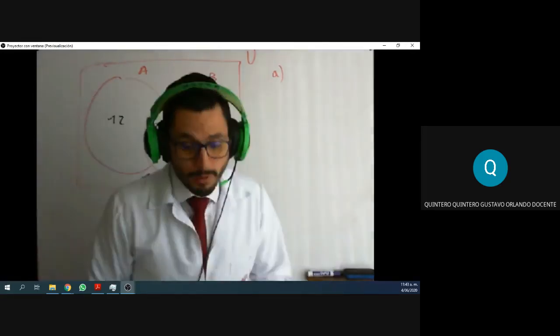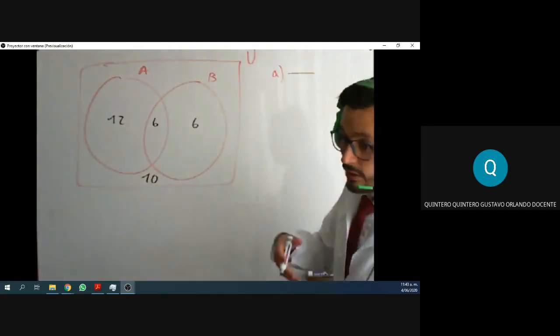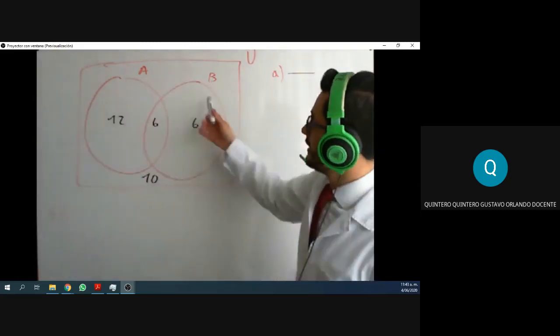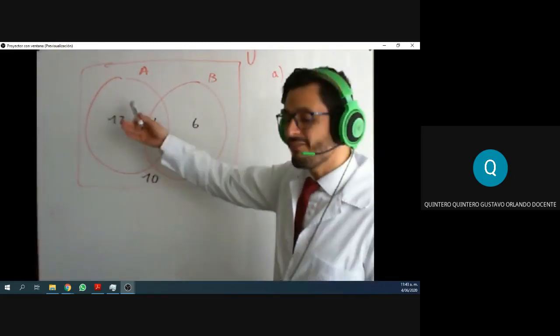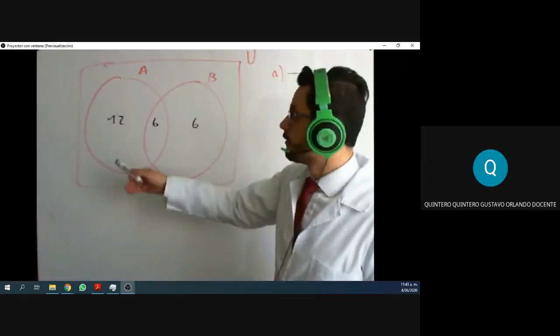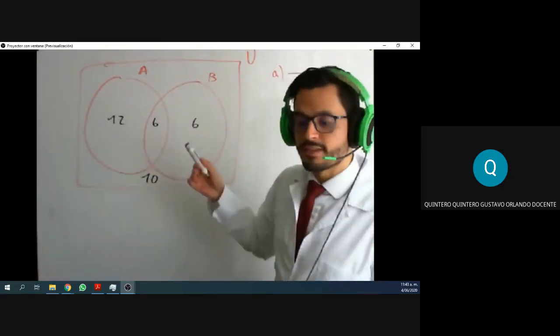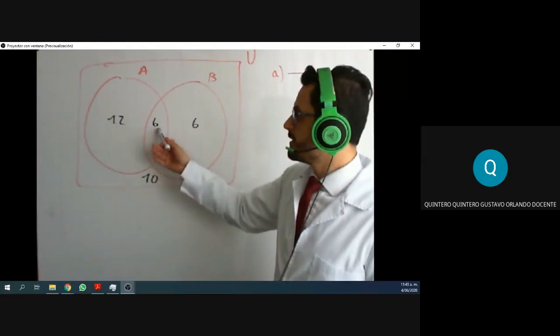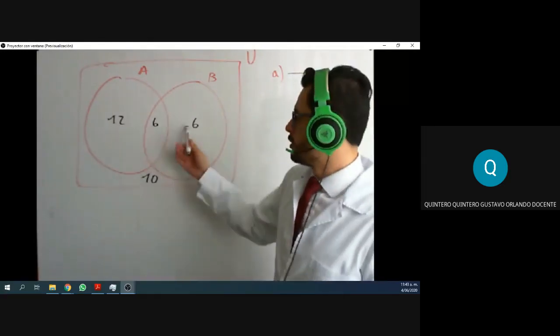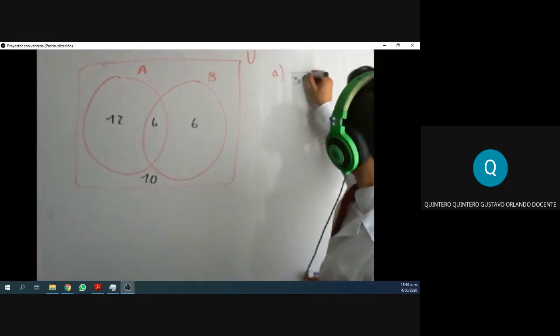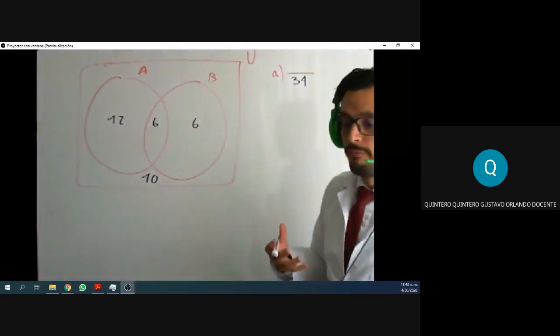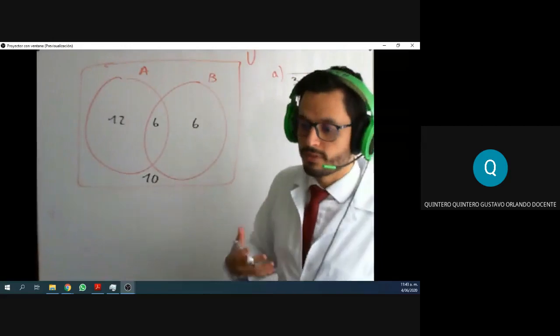So to do that probability, we're going to begin with the total. Remember, the total is everything inside our diagram. So we have 12 plus 6 plus 6 plus 10. Every single possibility is denoted by every single number in every sector of the diagram. This will be 12 and 12, 24, and 10, 34, right? That is our total of possibilities.